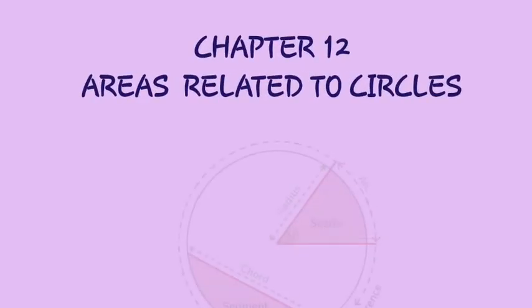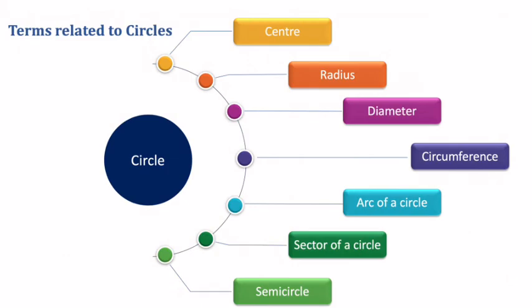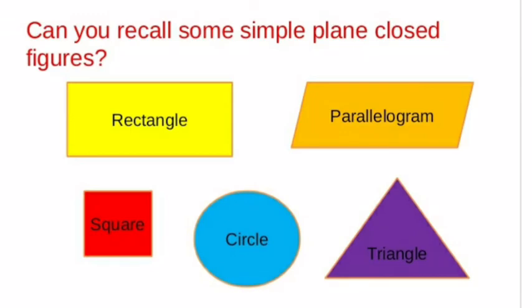Chapter 12: Areas Related to Circles. You are already familiar with some methods of finding perimeters and areas of simple plane figures such as rectangles, squares, parallelograms, triangles and circles from your earlier classes.